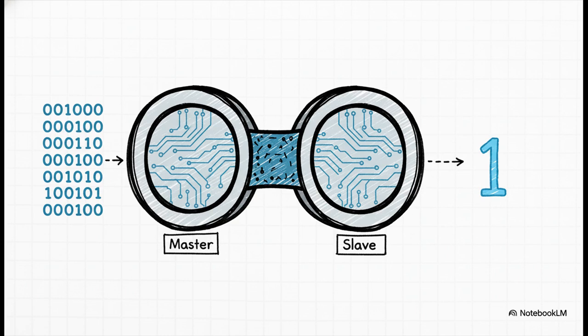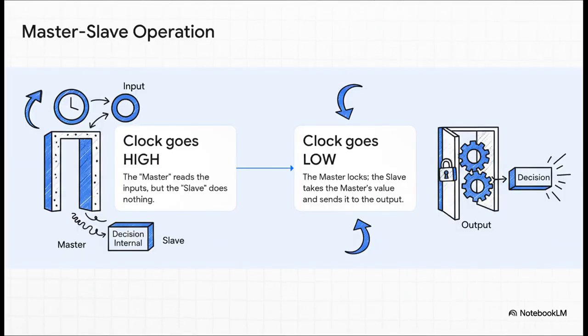And the best way to wrap your head around it is to think of it like a two-stage airlock on a spaceship. Okay, here's how this digital airlock works. When the clock pulse goes high, the first door opens. The master flip-flop inside looks at the inputs and figures out what the next state should be, but it holds that decision internally. The second door, which leads to the slave flip-flop and the outside world, stays shut. Then, when the clock pulse goes low, the first door slams shut, locking the master. And then the second door opens, letting the slave pass the master's final decision to the output.